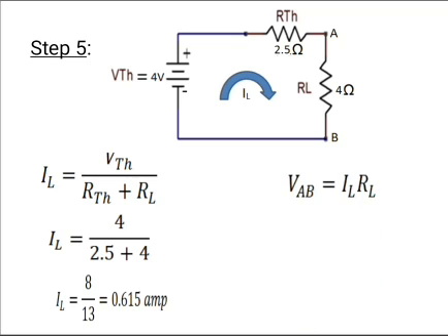Next, we can also calculate the voltage across the load, that means across load terminals A and B. VAB equals IL into RL. So, VAB equals 0.615 into 4. So, that equals 2.46 volts.